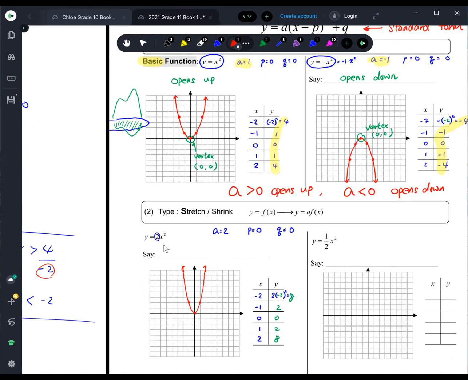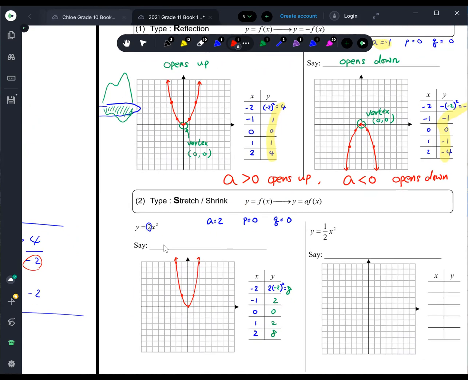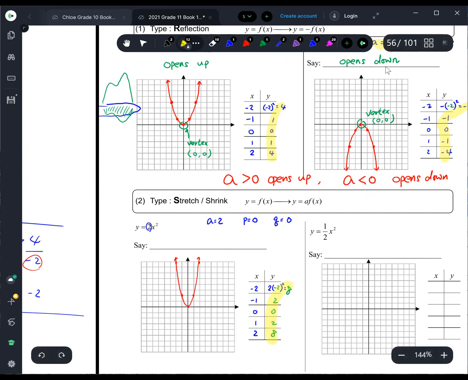Very good, okay? It becomes more narrow and becomes taller, right? But in math, we want to describe using numbers. So we can look at our y values. You compare the y of the basic, which is 4, 1, 0, 1, 4, and the one that we just got is 8, 2, 0, 2, 8. It's got double, right? So double came from the 2 that we got there. A is 2, so that's what's making it double.